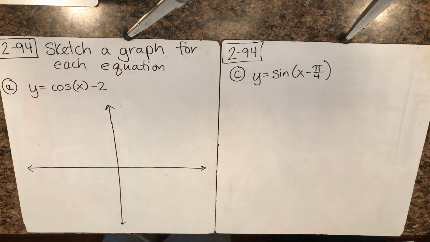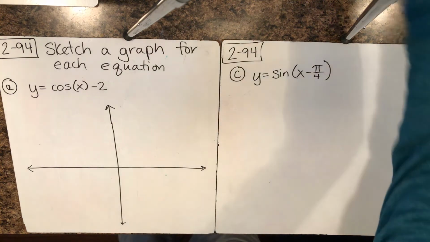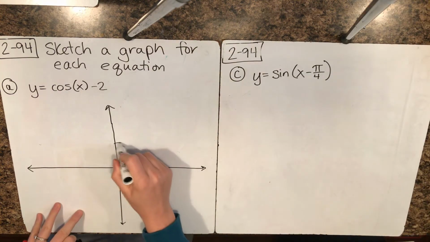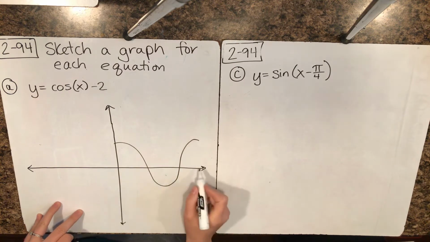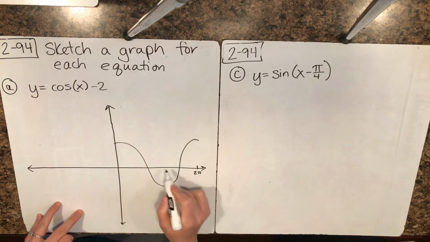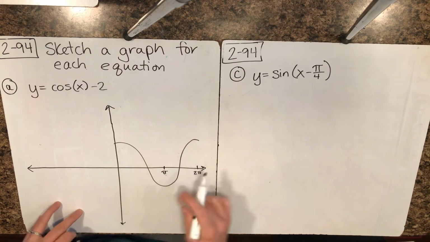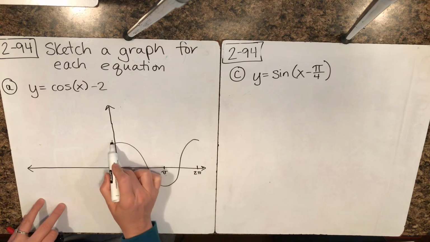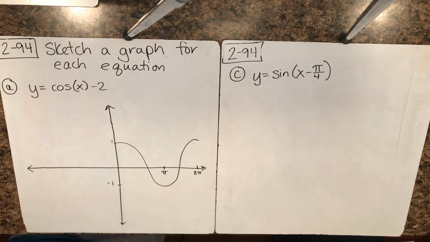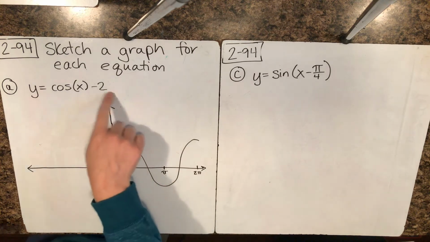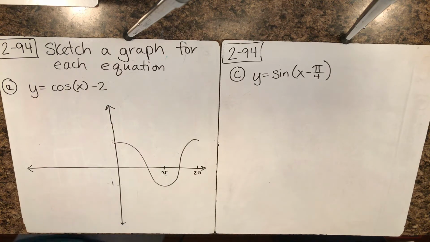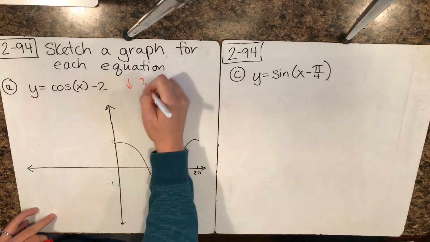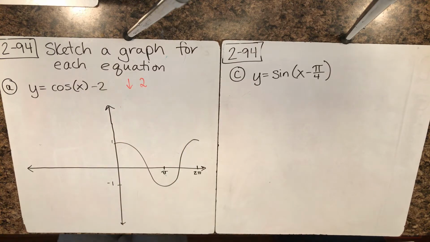So when I'm sketching a graph for y equals cosine x minus 2, I have to keep in mind my regular cosine curve. Even if I sketch really quickly, I have to know that that's one period. Here's 2 pi, here's 0, here's pi. I didn't do a real good job of drawing to scale, but it goes up to 1 and down to -1. That's my regular graph. Now this -2 at the end tells me that I'm going down 2 units. So everything shifts down 2 units.